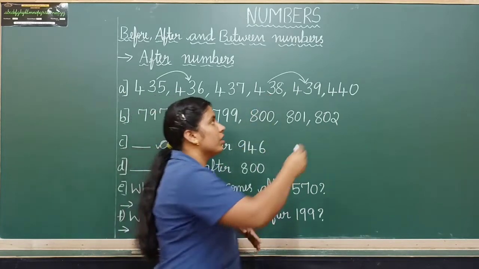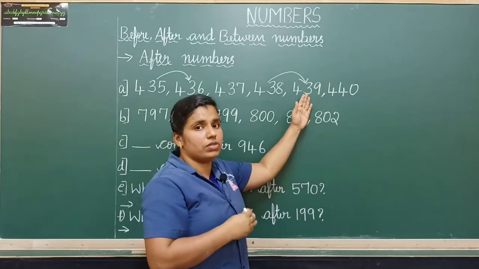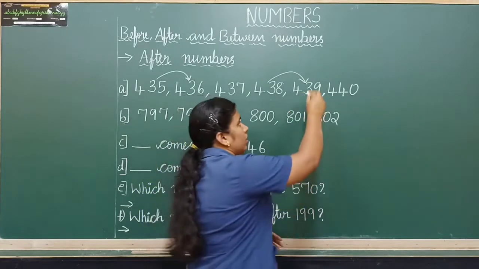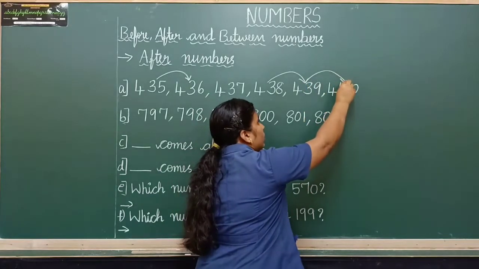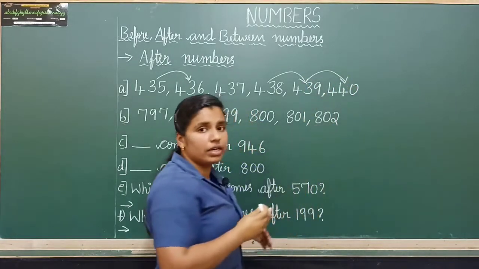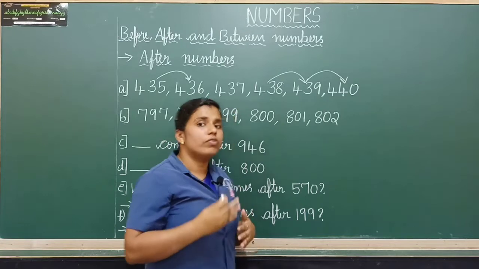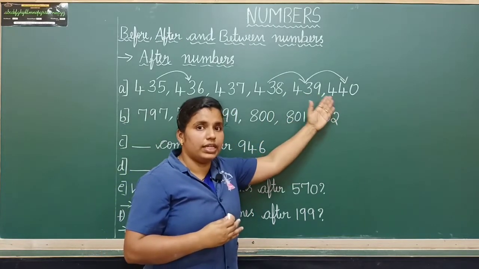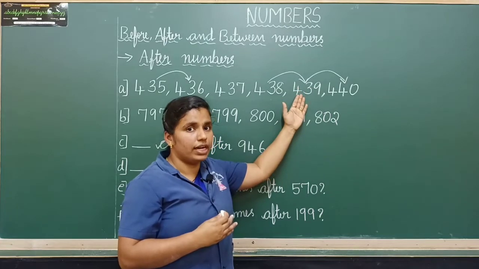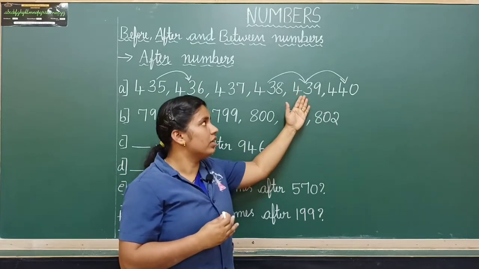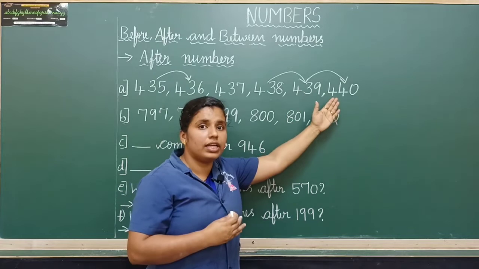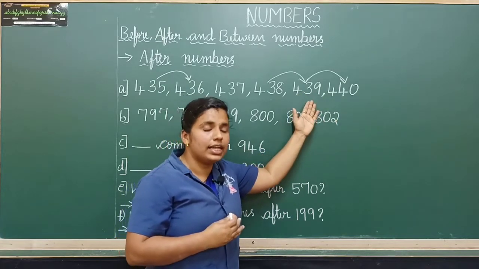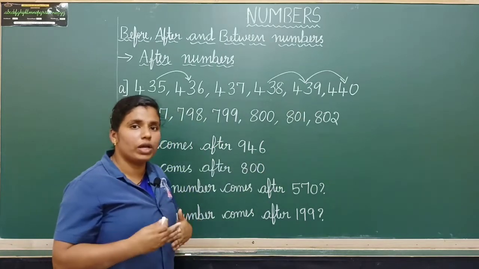Which number comes after 439? In the same manner, we are going to count forward, and the number is 440. We get 440 after 439. So 440 is the after number of 439. Let us solve one more example.